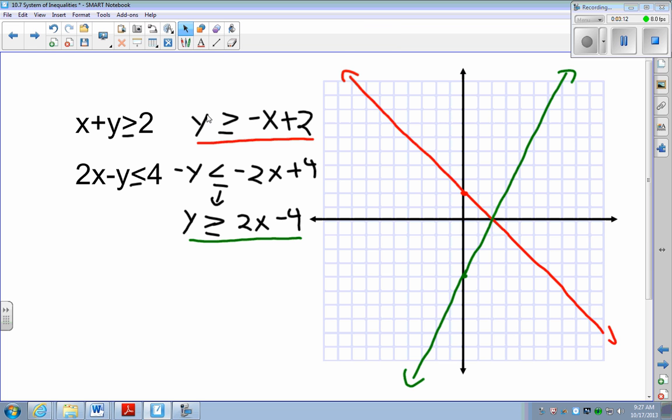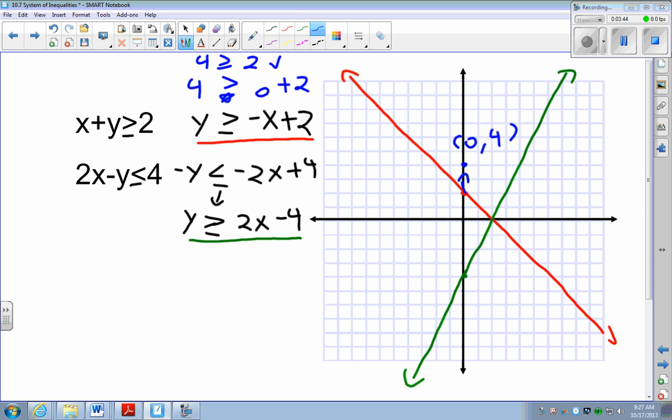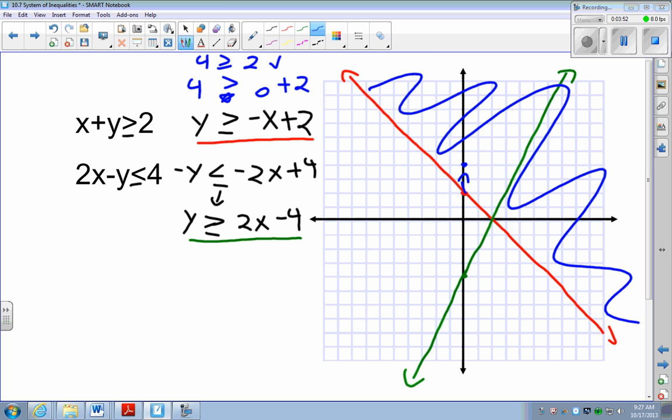Okay, let's figure out where to shade our lines. Here, we're looking at y is greater than or equal to our line. So let's put a point into our line, which would be 0, 4. Or 1, 2, 3, 4. Yep. Okay, so y is equal to 4, x is 0. So we get 4 is greater than or equal to 2. Check. So this will be our shaded region right here. Let's shade everything above the red line.